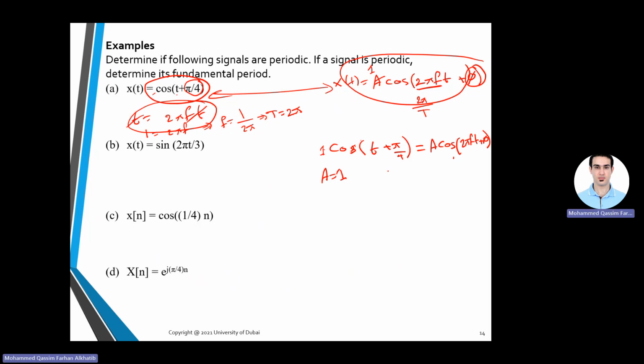Cosine and cosine. What if it was a sine? It's the same thing. Cosine and sine have the same general expression.